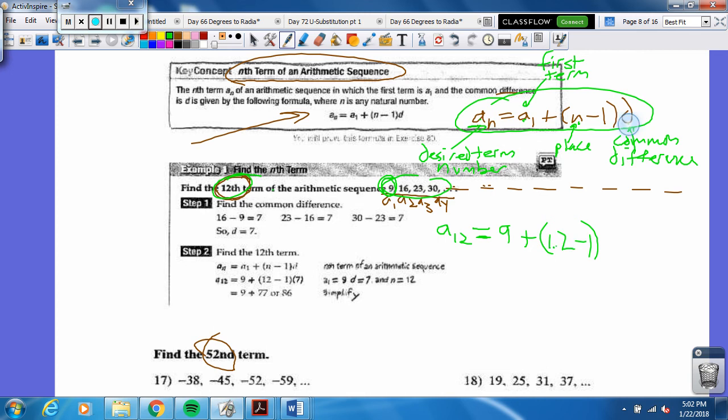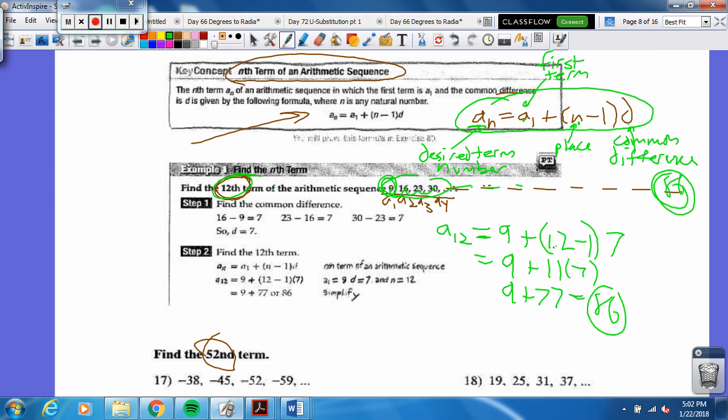D, common difference. How do I get from 9 to 16 to 23 to 30? You see it? It's 7. I'm adding 7 every time. Now I'm just going to simplify this. This is 9 and this is 11 times 7. So 9 plus 77 equals 86. So when I keep this pattern going all the way to the 12th term, that's going to be 86. That's a quick way of doing it.